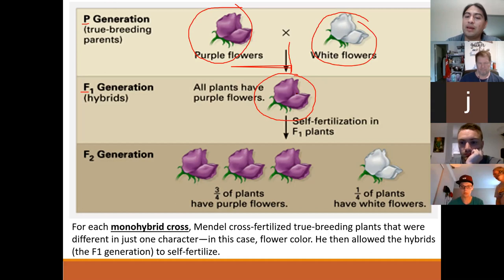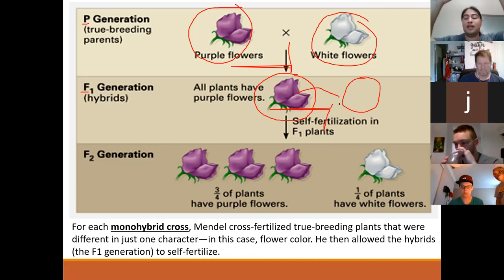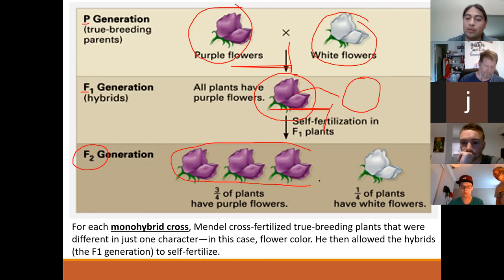So he was like, okay, let me get another from the same generation, and then let me breed it again. He was just letting them breed by themselves. He wasn't pollinating by hand, he was just letting it grow and seeing what happens. And then on the second generation, the filial two generation, he noticed that actually 75% of flowers were going to be purple, and 25%, or one quarter, was going to be white flowers.